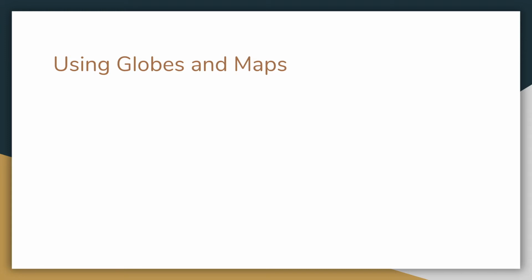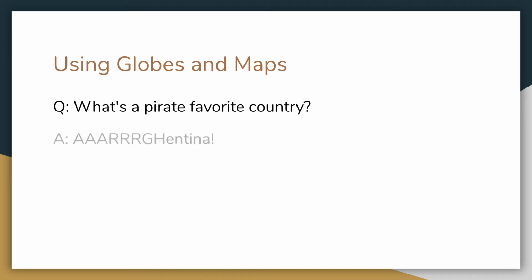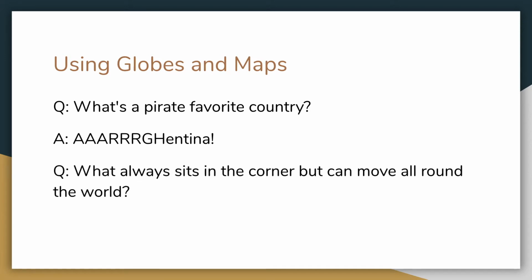Now, as we study globes and maps, I want to get you into a good mood here. So I got a couple jokes for you to get you ready for what you're about to learn, these tools that we're going to use as geographers. Pirates, a lot of times when they were sailing the sea, didn't have globes or maps, so they were kind of going on their own. What's a pirate's favorite country? Argentina. Get it? What always sits in the corner but can move all around the world? This is called an oxymoron. It can do one thing and the other. Shouldn't be able to do both at the same time. Sits in the corner but moves all around the world? Of course, that's a stamp.